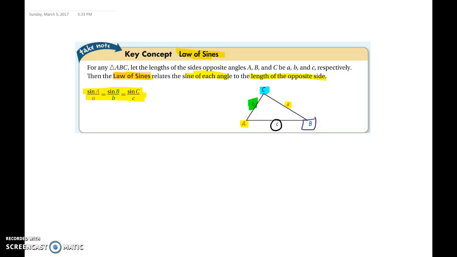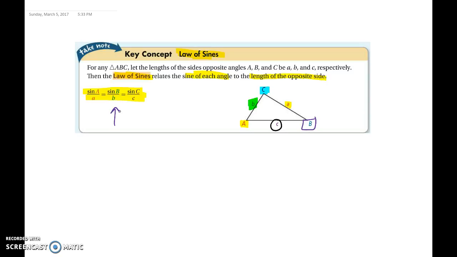And the reason why is we will create these ratios or proportions. And in order for us to solve for this, we need to only have one unknown side. So if we were given angle A and side A, and then we weren't given angle B or side B, then we can't solve for either one of those.